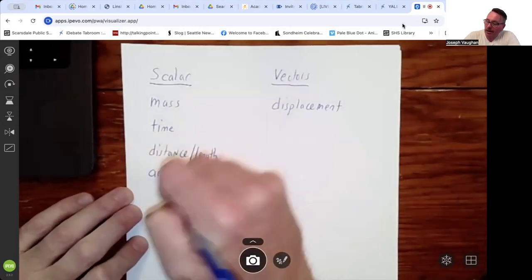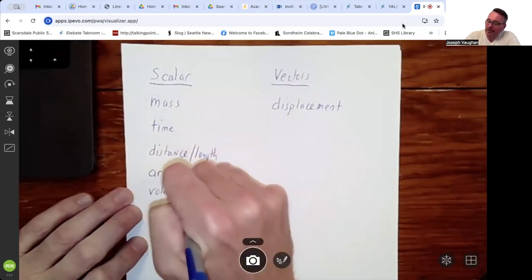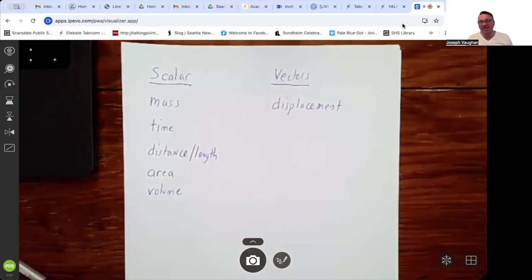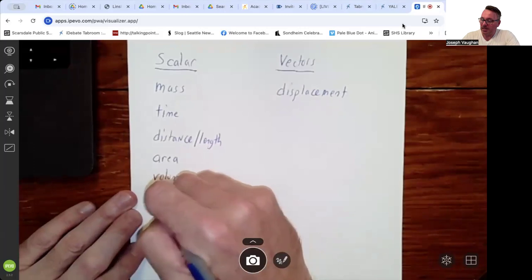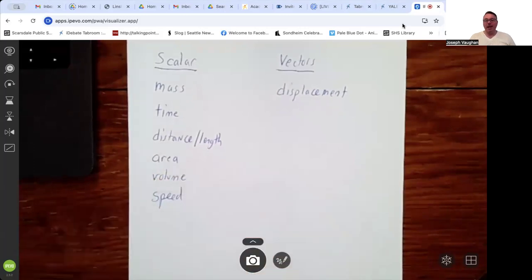Area is a scalar quantity. Volume is a scalar quantity. I will say in higher order physics, we have ways of turning both of those things into vectors, but once again, that's way outside the scope of our course. Some others, speed is a scalar.